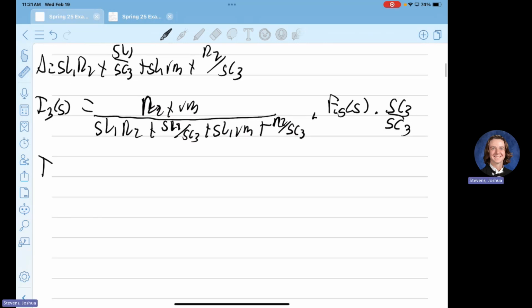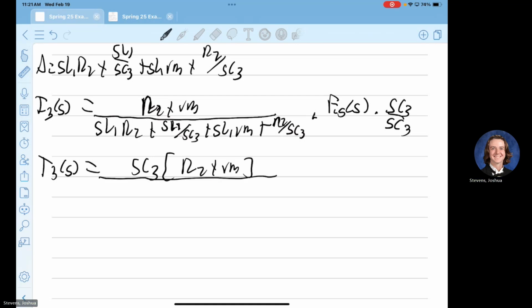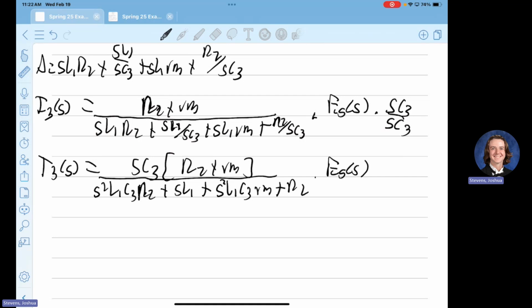So then that just becomes I3 of S equals SC3 times R2 plus RM over S squared L1 C3 R2, because I multiply this term and that term. And then, since I'm multiplying this term and this term, the SC3s cancel out, and I just have an SL1. And so the same thing here, SL1 C3, oh, that's an S squared, sorry, RM plus R2, all times EG of S. Do we agree? Cool. Yeah, that's what I got.